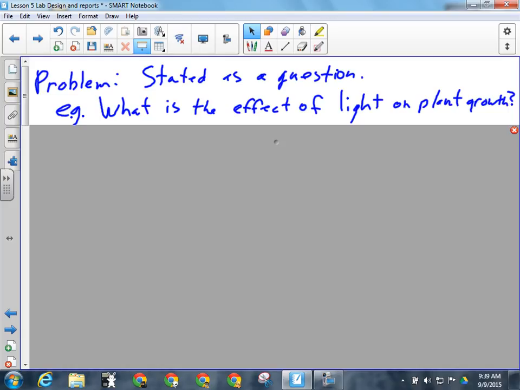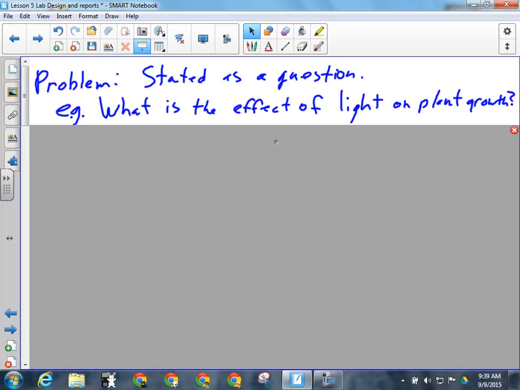You can't have a lab if you don't have a problem that you're investigating. So that's the first thing that'll appear on a lab report. When you get your lab given to you, there'll be a problem that we're investigating. I'll have it written out in my words. What you will have to do is rephrase it and put it in your own words, and it needs to be a question.